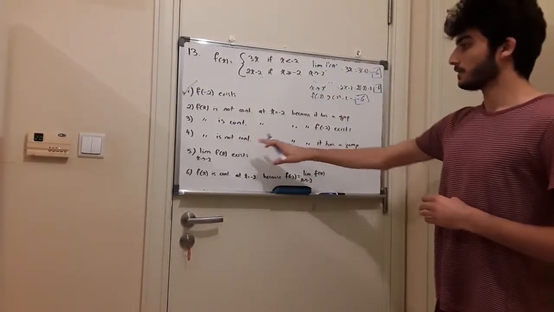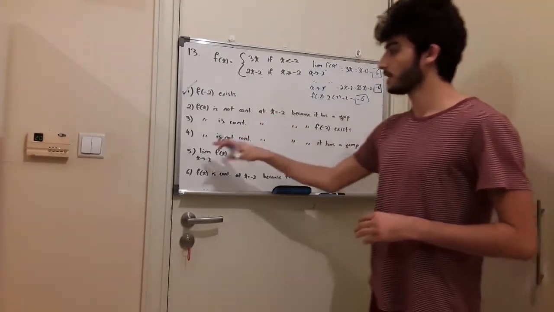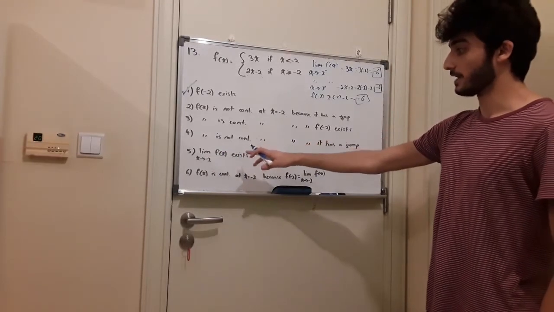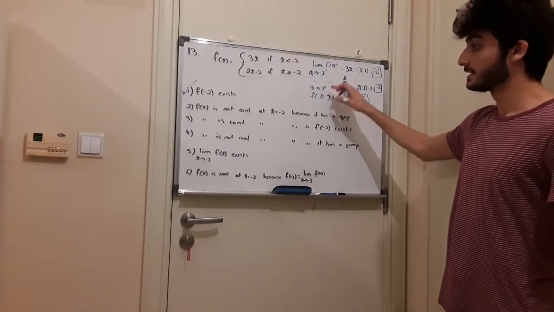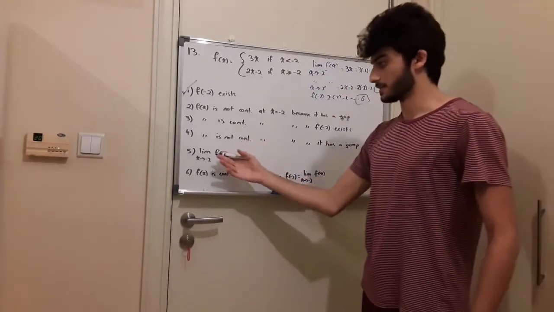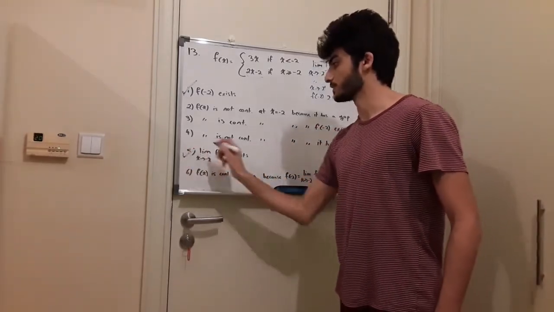Okay. The fourth one says it's not continuous at x equal to minus 2. You just stop. It's wrong. The fifth one says the limit as x approaches minus 2 of f(x) exists. Because the left side limit and the right side limit exist and are equal to the same number, then this does exist and it's also equal to minus 6. So this one is correct.